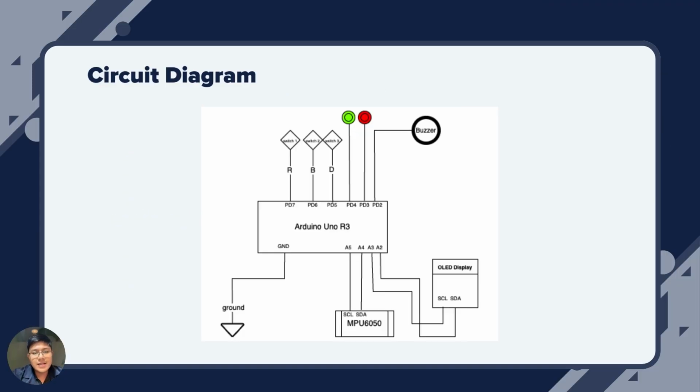So this is the circuit diagram. First, we have the Arduino Uno R3, and then we use ports A2 to A5 for the OLED display, which will display the speed of our car, and this is the MPU 6050, which is called a gyro sensor. We get coordinate data from the gyro sensor and send it to the controller.